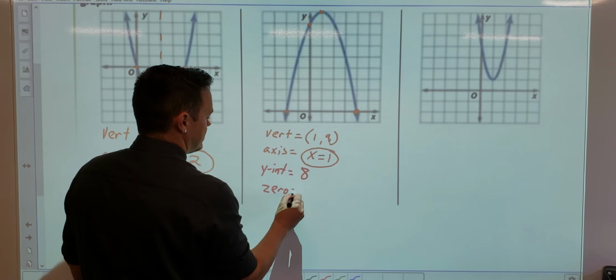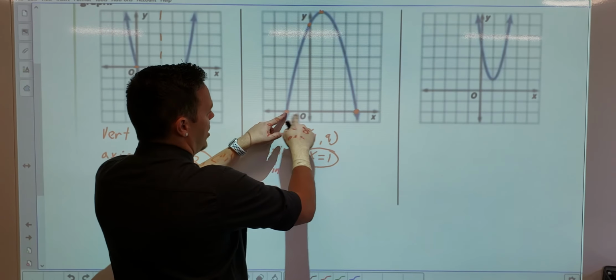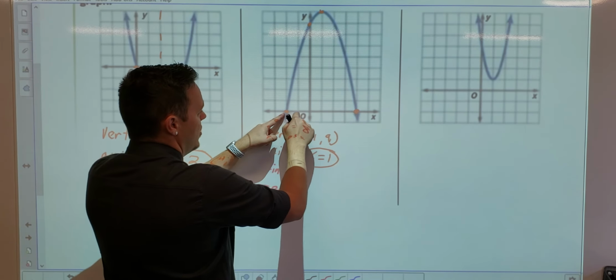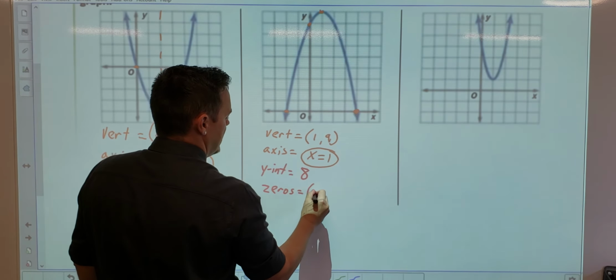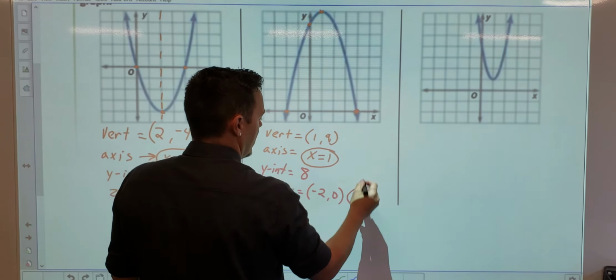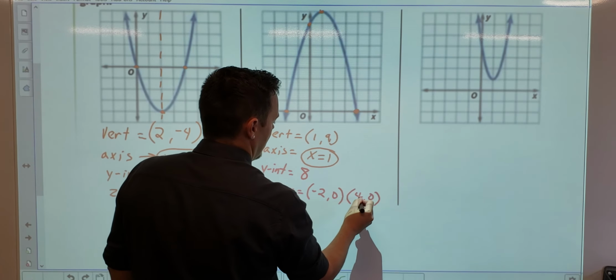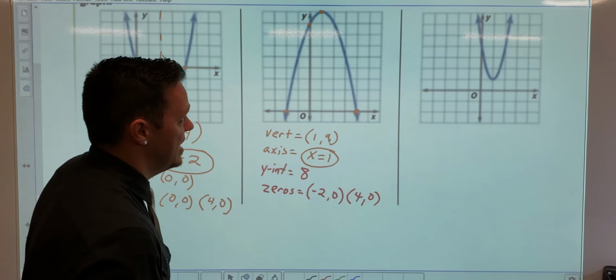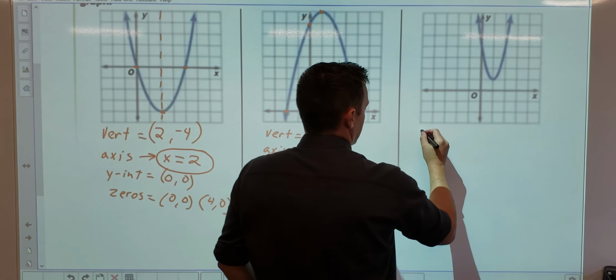Zeros. Zeros of functions are where they cross the x-axis only. 1, 2. So that'd be (-2, 0). And then this is 1, 2, 3, 4, so (4, 0), right? Okay, the next question here: what is the vertex?